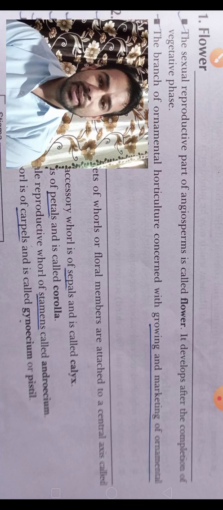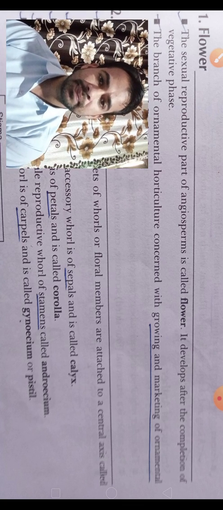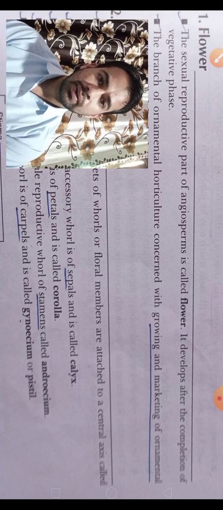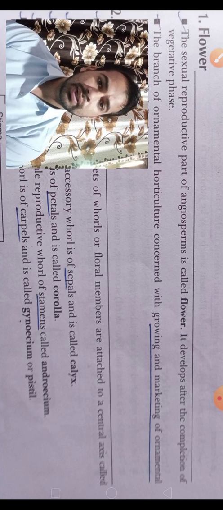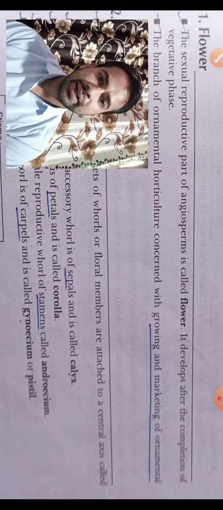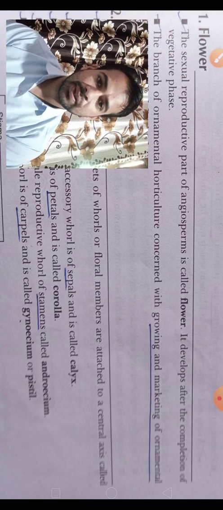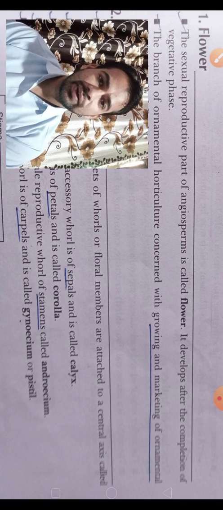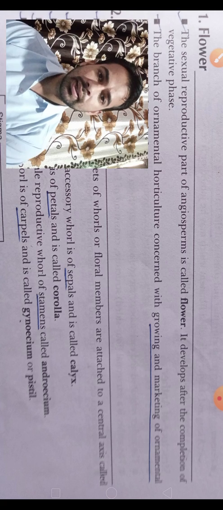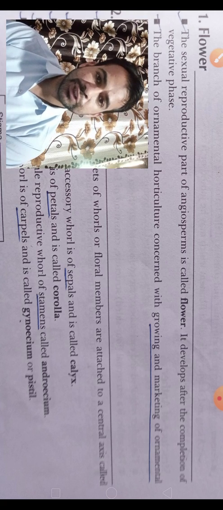Children, in the previous videos we were discussing chapter 3, that is Plant Kingdom, and in this chapter we have discussed Thallophyta, that is algae, Bryophyta, Pteridophyta and Gymnosperm. Children, today we will discuss the last and very important topic of this chapter, that is angiosperm.